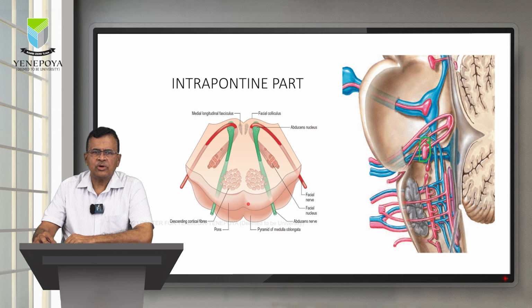Any obstruction of the pontine artery which is supplying one half of the pons results in Millard-Gubler syndrome, where there is facial palsy on the same side and hemiplegia on the opposite half of the body.